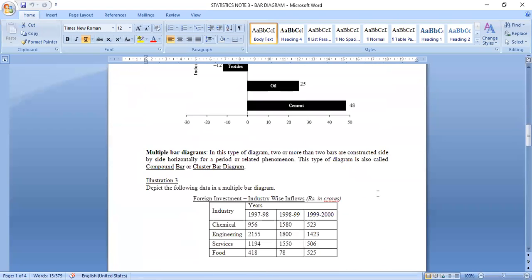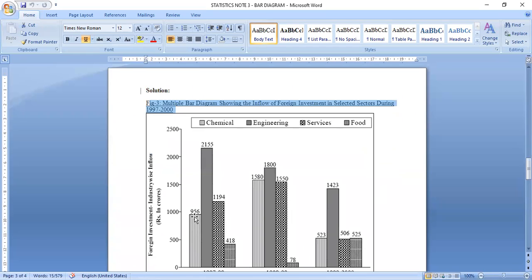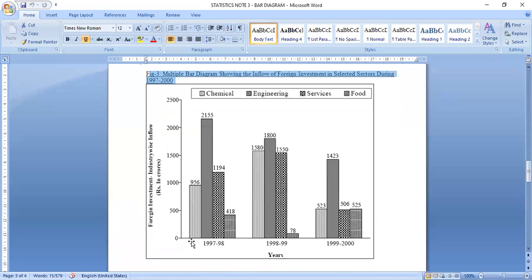You have to mention what is the meaning of 956. I mentioned it here in this case, but you can simply write the name. 956 means chemical, so simply write chemical here. Okay, then another form that is called subdivided bar.